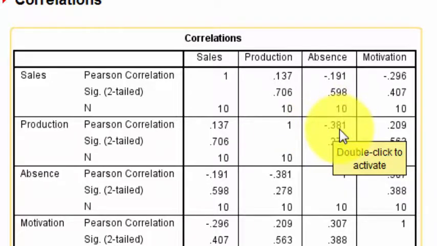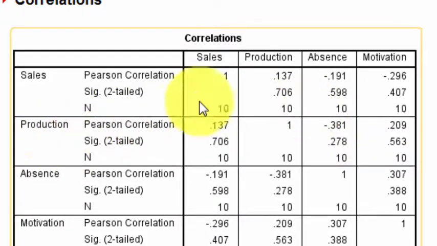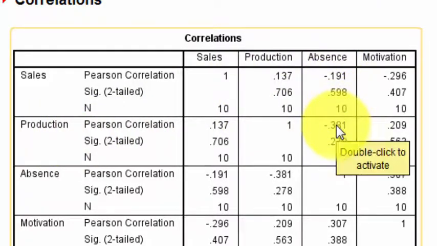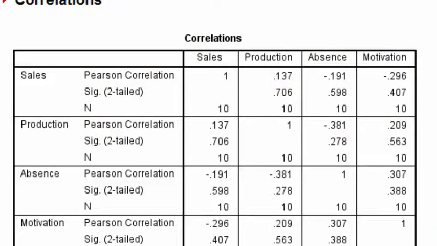And don't care if it's positive or negative. Remember, if it's a negative correlation, when one value goes up, the other one goes down. And that makes sense with absence and production. The less absence a person has, the more productive he is. That kind of makes sense.